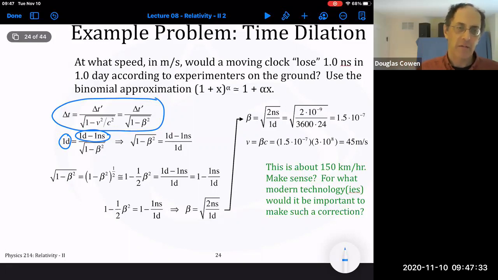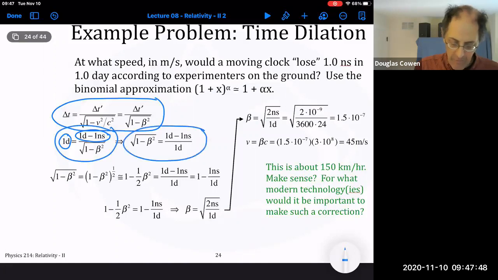But anyway, we take this Δt and Δt′, and they're related by the expression that Δt is equal to Δt′ over the square root of 1 minus β². And from that, we can write down this expression for the square root of 1 minus β², just rearranging terms a little bit. And then we can apply the binomial approximation. So the square root of 1 minus β² is equal to (1 − β²)^(1/2). And that in turn is approximately equal to 1 minus 1/2 β², as long as β² is small. And it's going to be quite small here.